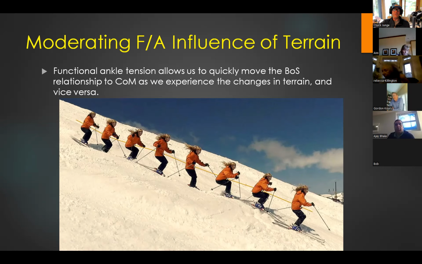Moderate fore-aft influence. No, I don't. It doesn't read right to me. Anyway, functional ankle tension allows us to quickly move the base support relationship to center of mass as we experience changes in terrain and vice versa.